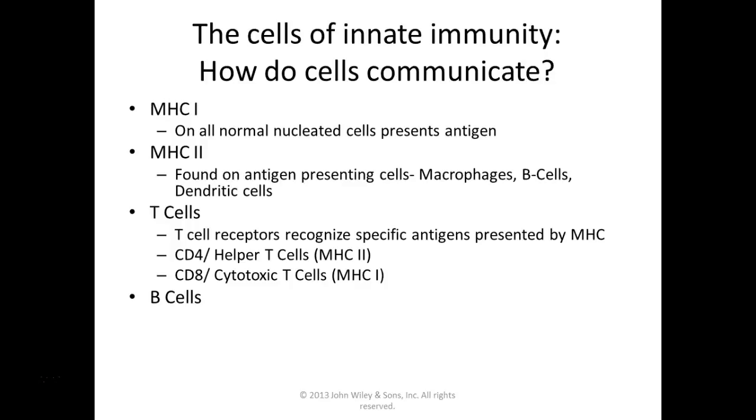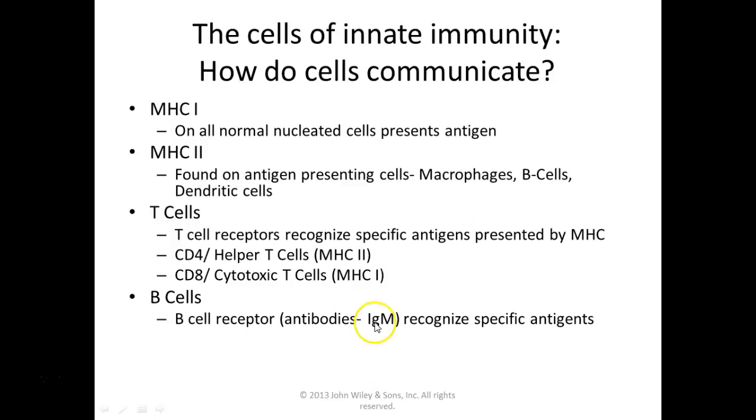So B cells, right, have a B cell receptor. And as we saw, it's that shape, right? It's an actual antibody. The class for that one is IgM. So we've already mentioned 3 of the 5 classes of antibodies we're going to talk about later.